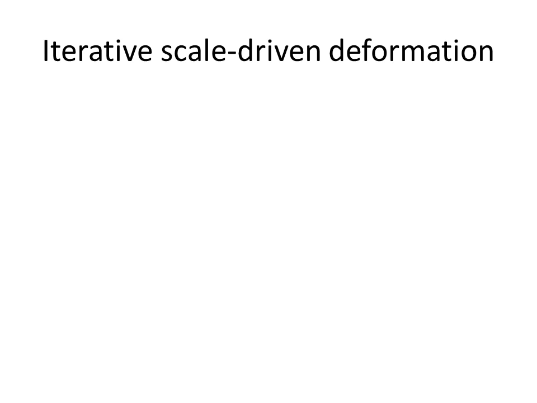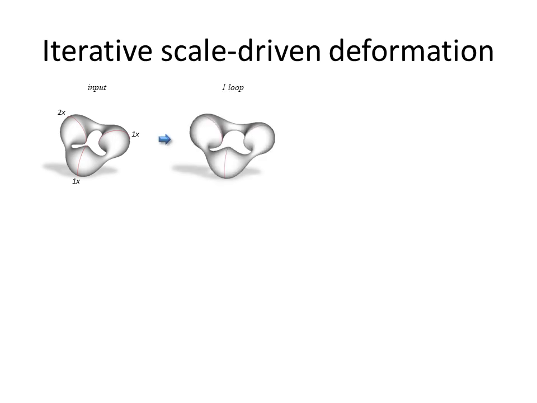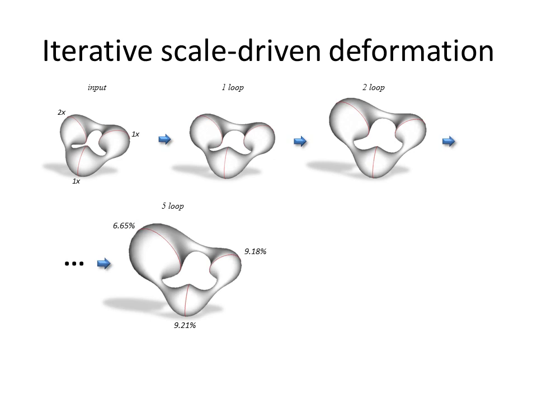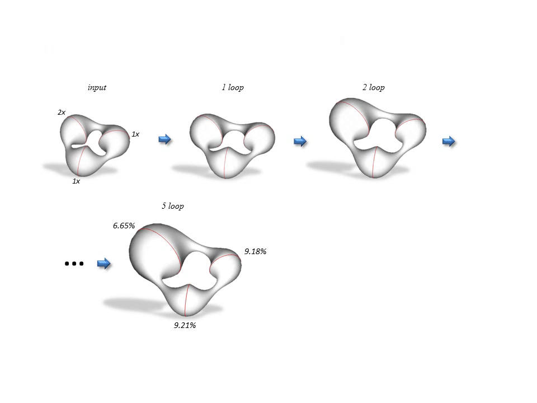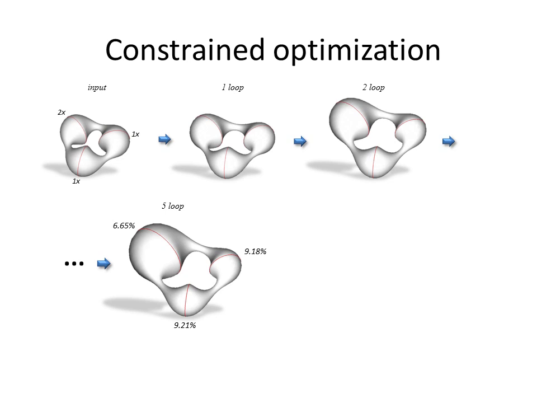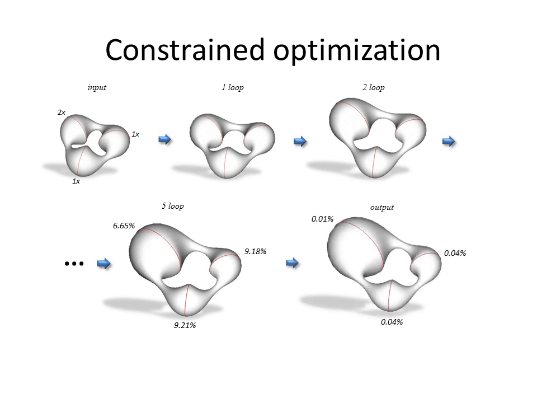This is an example to demonstrate our algorithm. The input mesh is prescribed with 3 length constraints. It is deformed gradually in every step of iterations to approach the target constraints. It is easy to notice that the output of each step approaches the targets better than the last step. After the iterative scale-driven deformation is finished, we perform a constrained optimization step to ensure the accuracy of all specified metrics.